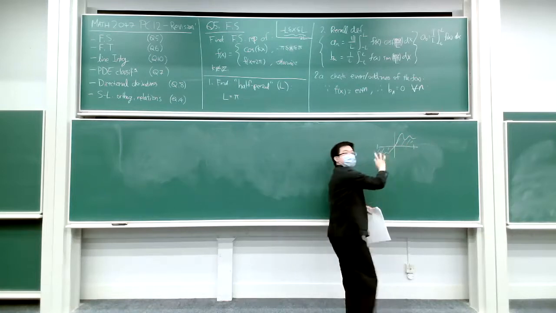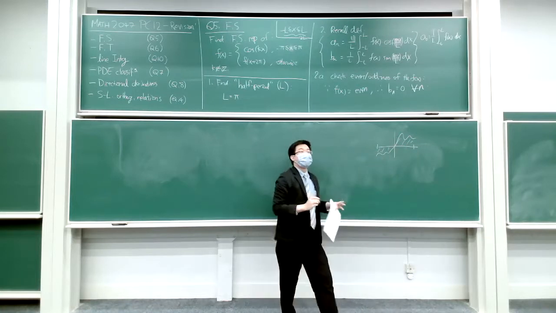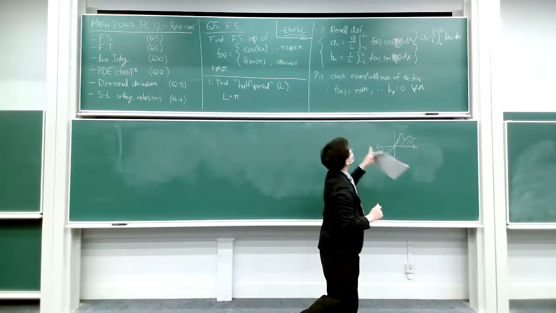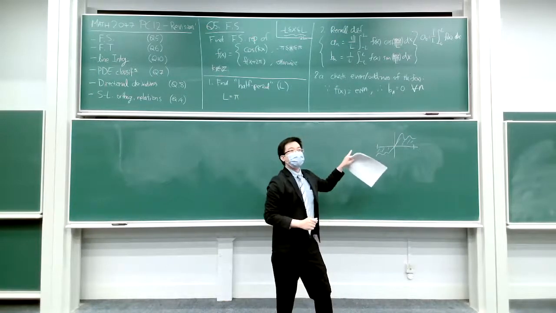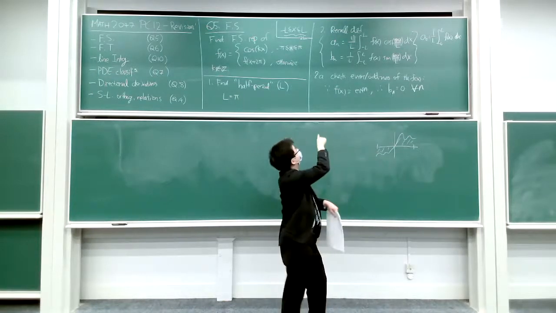Sort of a symmetric domain. Sorry, that's why Bn is 0. Yes, that's by looking at the definition.